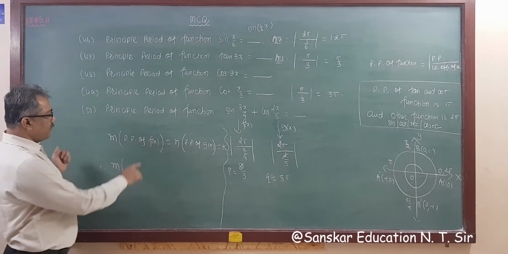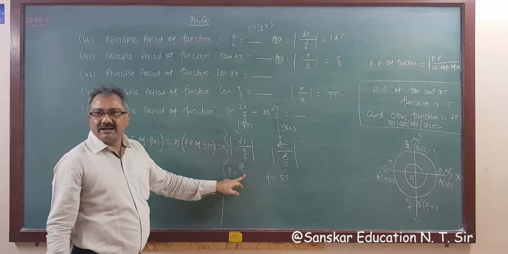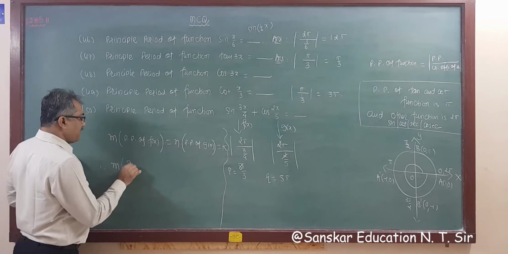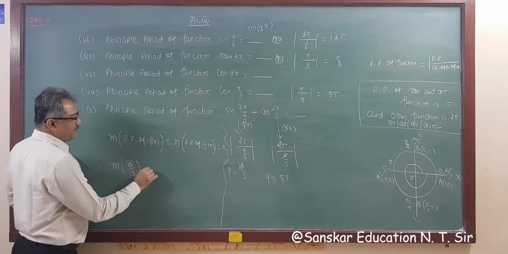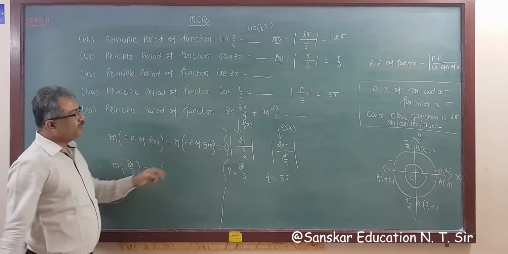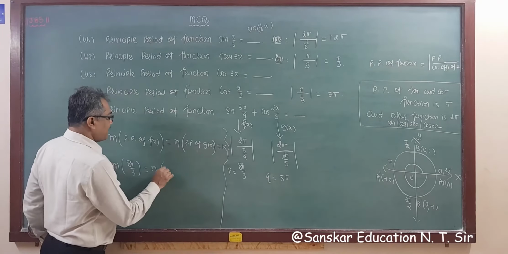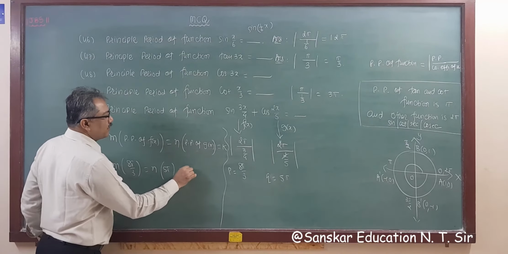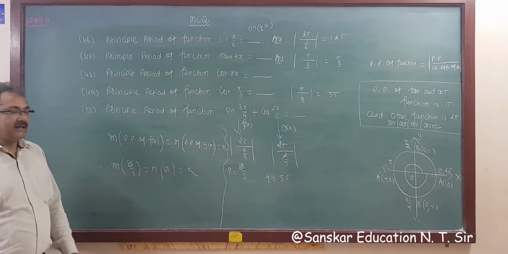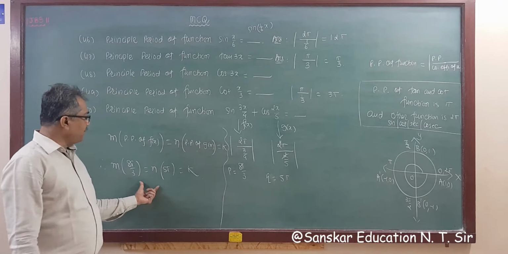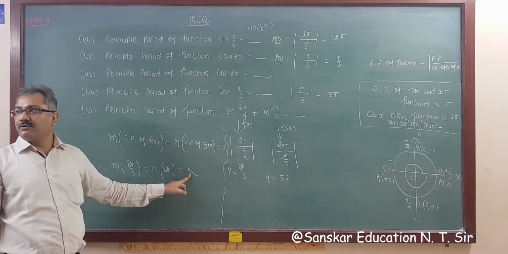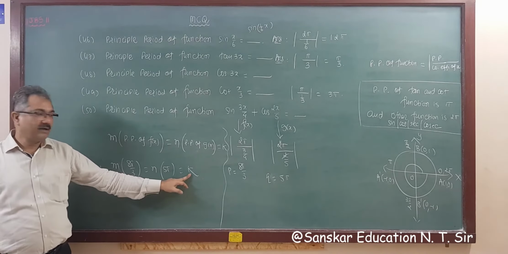So the principal period of this f(x) is 8π/3, so 8π/3 is equal to n. Now the principal period of g(x) is 5π, so this 5π is equal to k, right? That means the principal period of this function is k, and we have to find out this k.